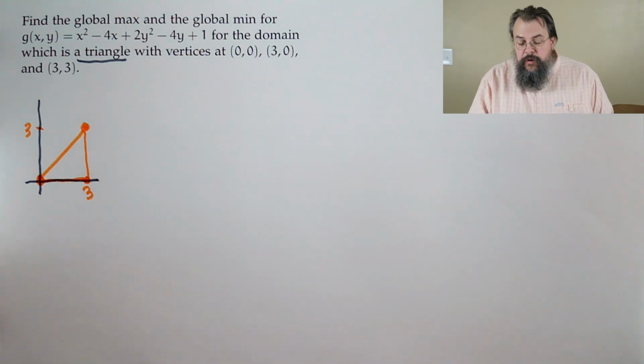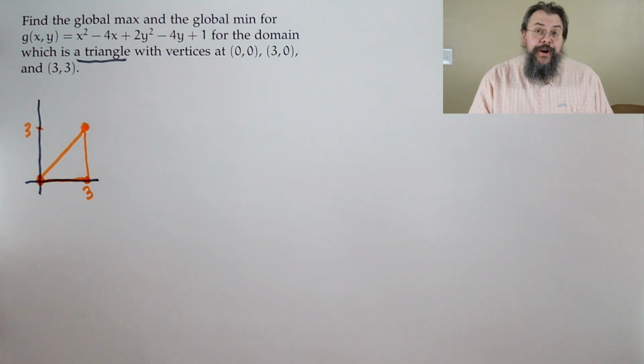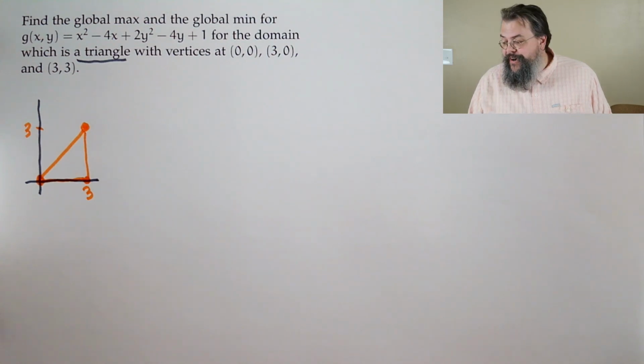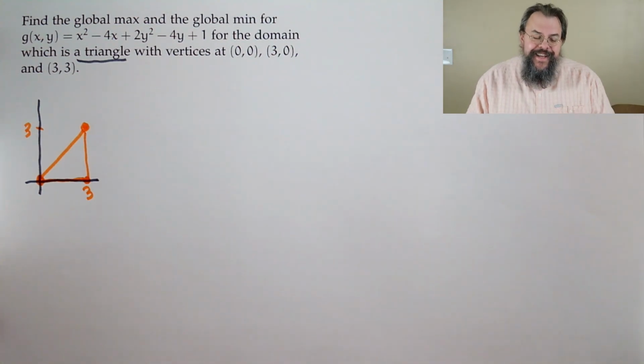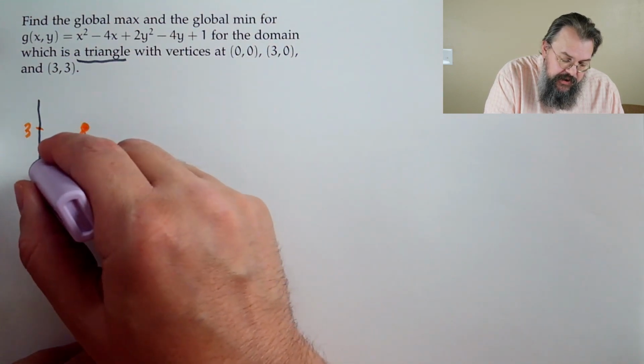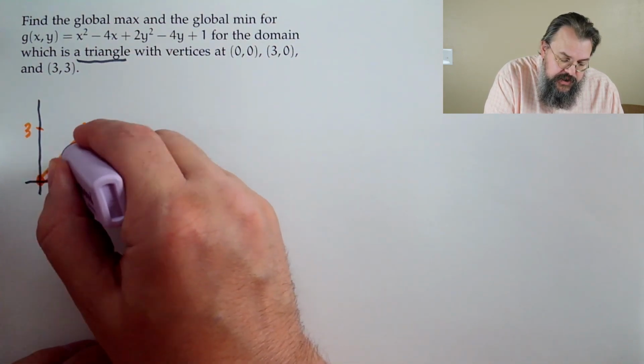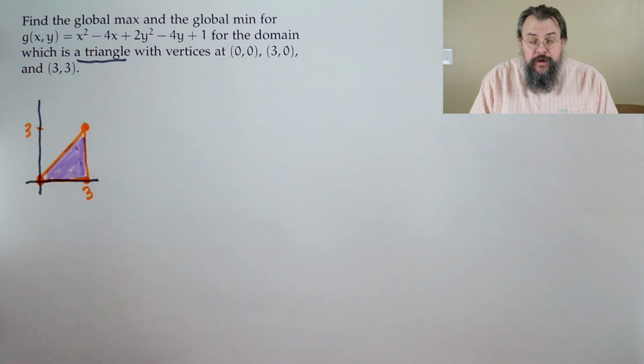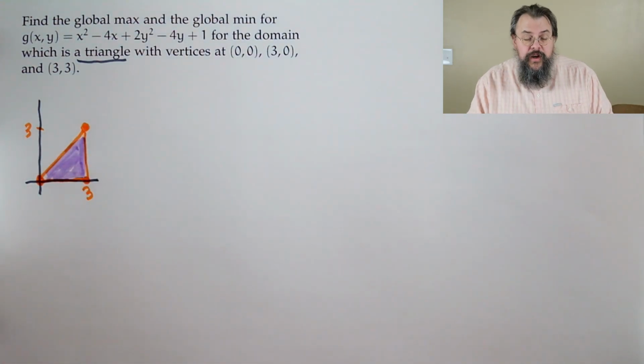All right. Well, one thing that's for sure, we have one less side to worry about. That should make this problem easier, right? At least compared to, say, a rectangle. A rectangle, you'd have to worry about 4 sides. A triangle, you have to worry about 3.